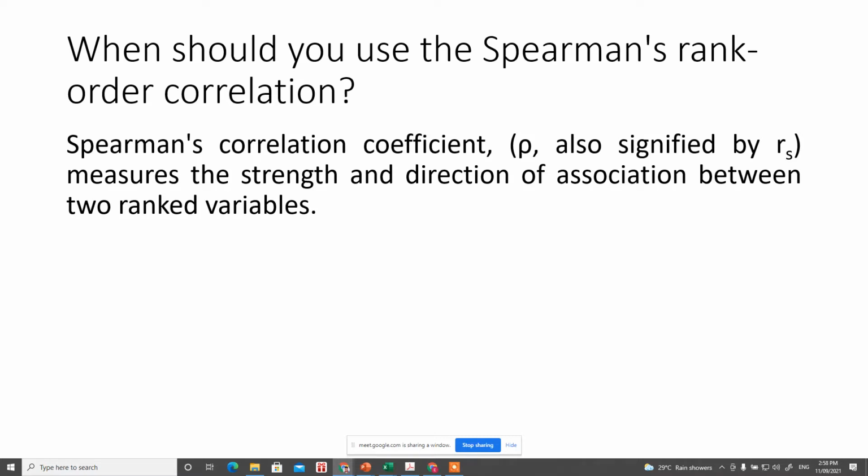Okay, so as I have said earlier, this letter, I hope you can see my cursor, is a Greek letter R or rho in the Greek alphabet. That's why in some of the references, the Spearman's rank order correlation is also known as Spearman's rho correlation, RHO.